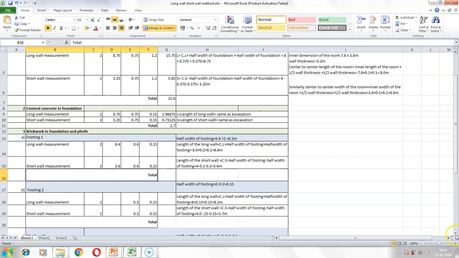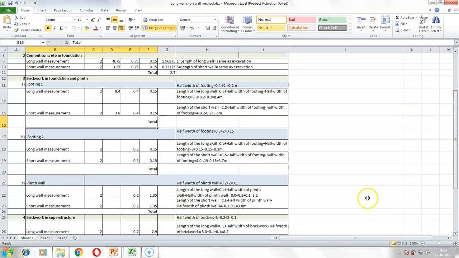Okay. Now move on to the next item, which is footing 2. Now the difference between footing 1 and footing 2 is the width. It's a step footing and it goes on decreasing. And in this case, the width of the footing is 0.3 meters. And let's go and see how we take the long wall, short wall measurement for footing number 2.